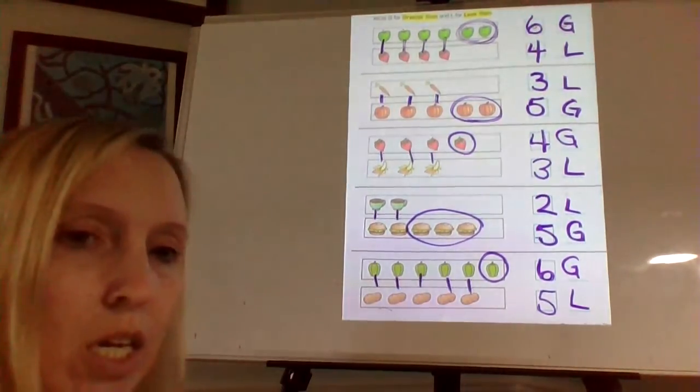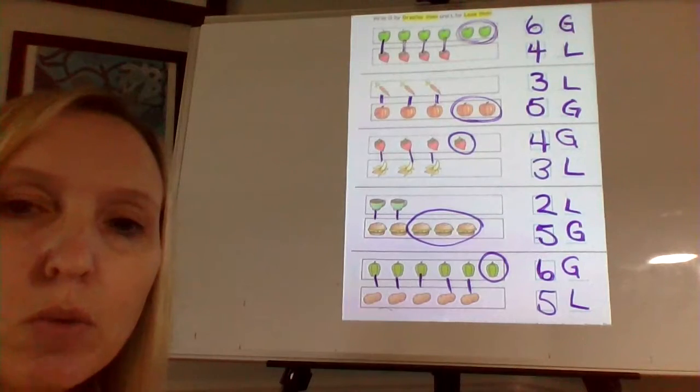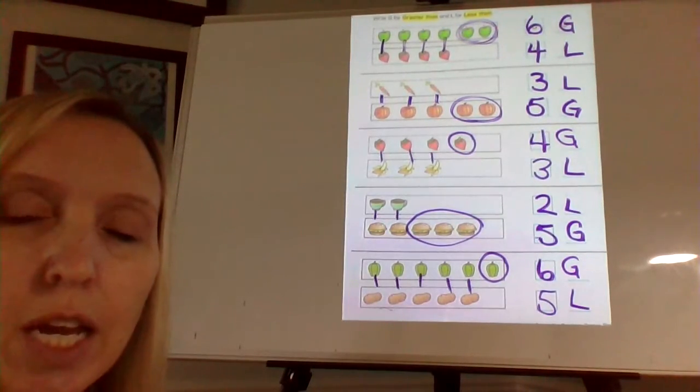Okay, friends, we're going to practice doing some more with greater than and less than in our next math lesson. There's some symbols that go along with greater than and less than that we'll learn and talk about more next time.